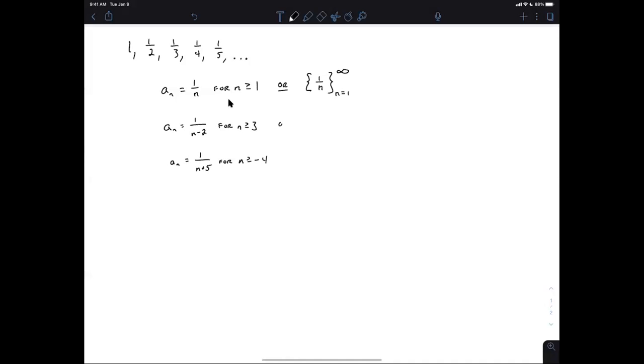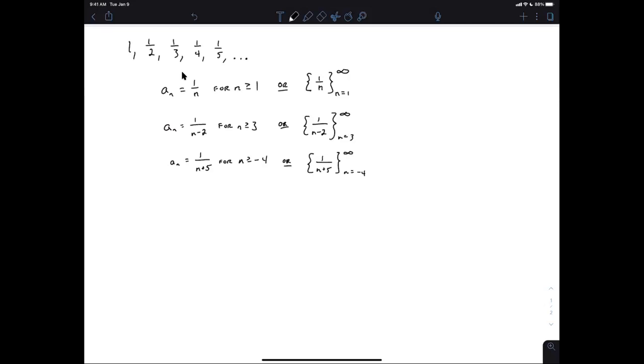This notation on the second one, we can write 1 over n minus 2 for n equals 3 to infinity. And then we could say this one is 1 over n plus 5 for n equals -4 to infinity. And so all three of these are the same as these three. They're different ways to label the same sequence, the same list of numbers. And so we want to be comfortable with all those.